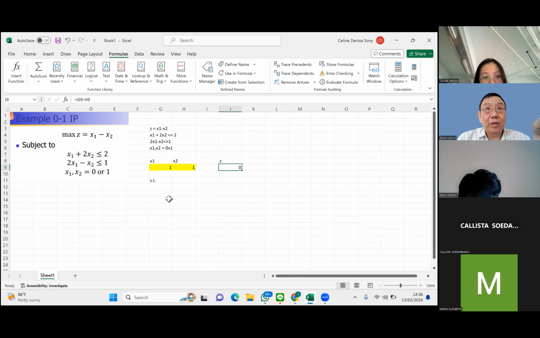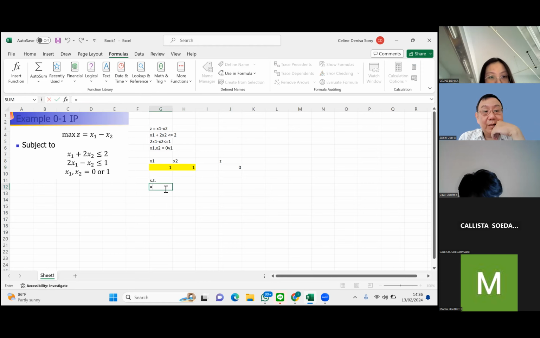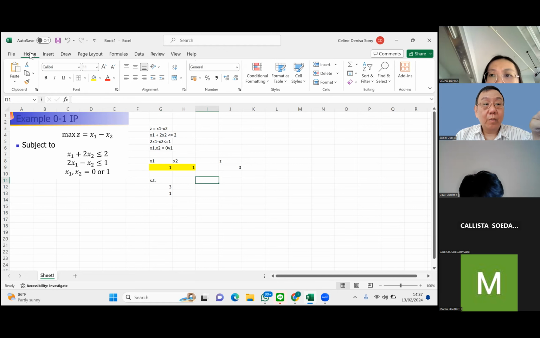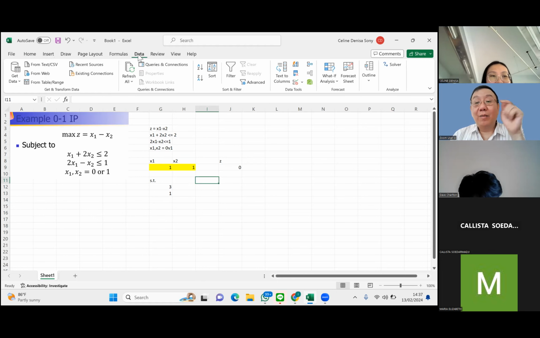Okay. And then subject to constraints. So the first constraint, can you make? So x1 plus 2 multiplied by x2. Enter. And then second one, 2 multiplied by x1 minus x2. There, enter. Okay, so finished. You already have that. So go to your data tab in the menu. There. Oh, you have solver already.